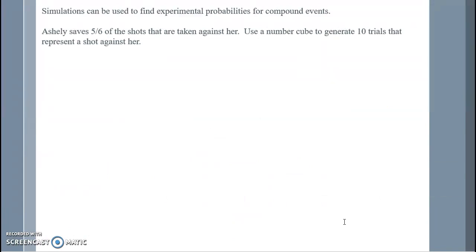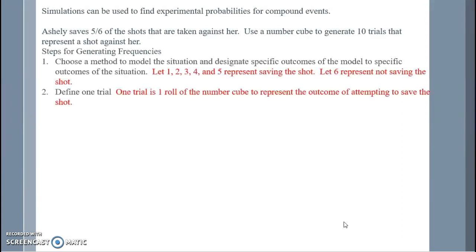Ashley saves 5/6 of the shots that are taken against her. Use a number cube to generate 10 trials that represent a shot against her. So, steps for generating the frequencies. Let's choose the model. Since we're talking about 6 shots, we could use a number cube. We're going to let 1, 2, 3, 4, and 5 represent saving the shot, because that would be a 5 out of 6 probability. Then we'll let 6 represent not saving the shot. One trial is 1 roll of the number cube to represent the outcome of attempting to save the shot.